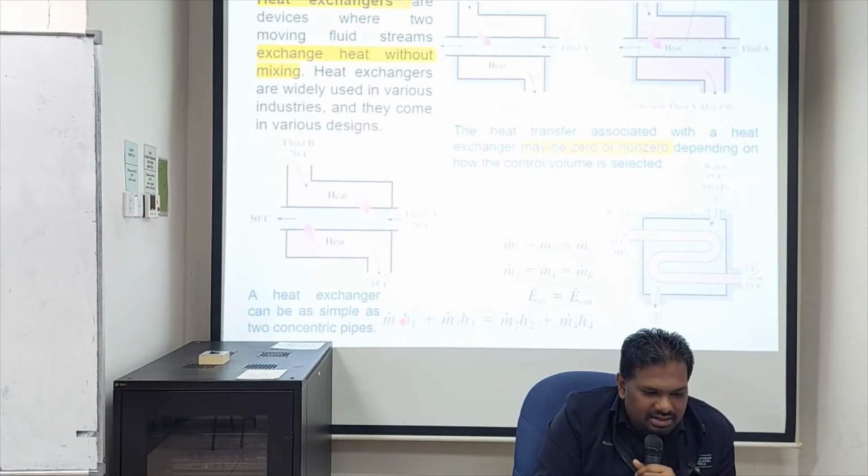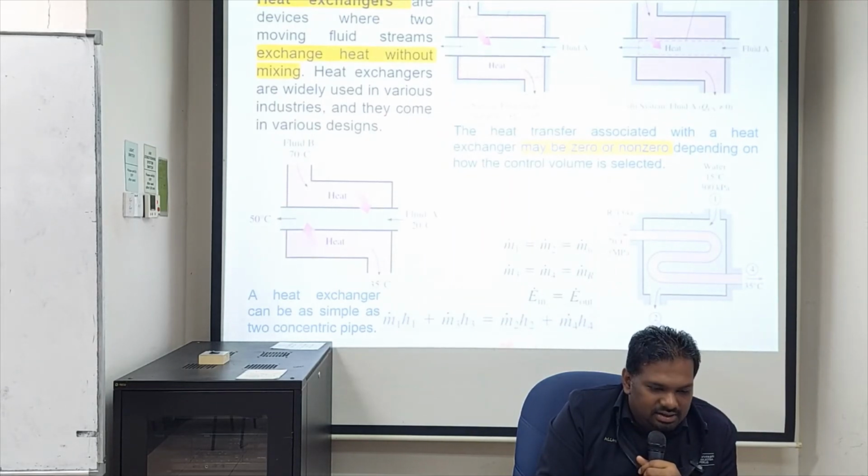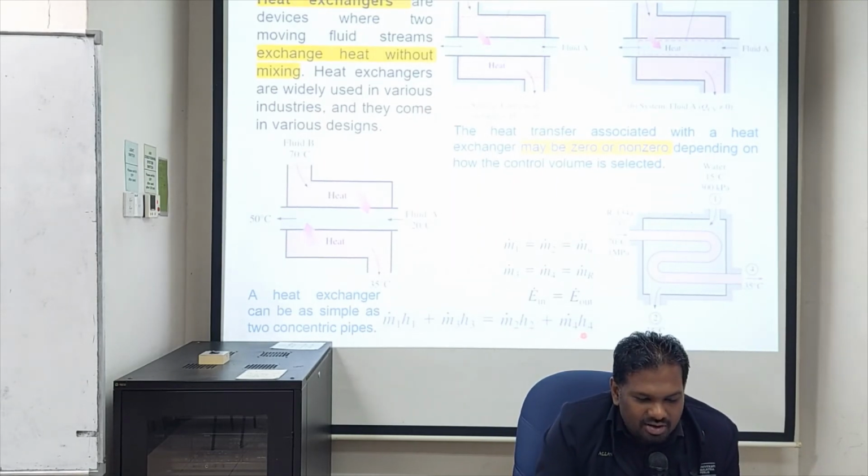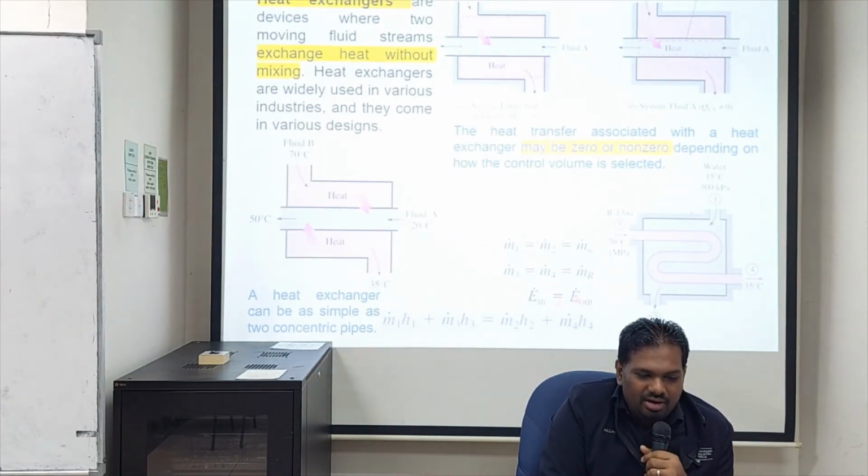Sebab tu dekat sini yang in you keep it at one side, exit keep it at one side. So M1 H1 plus M3 H3 sama dengan M2 H2 plus M4 H4. So this is the formula for.